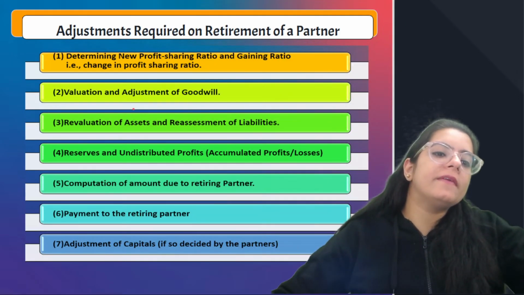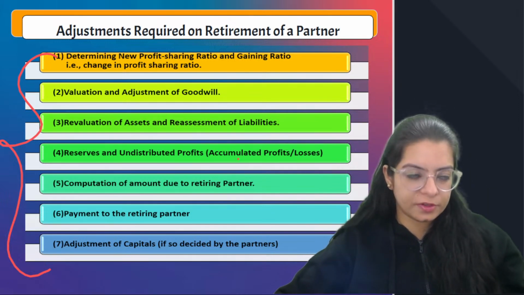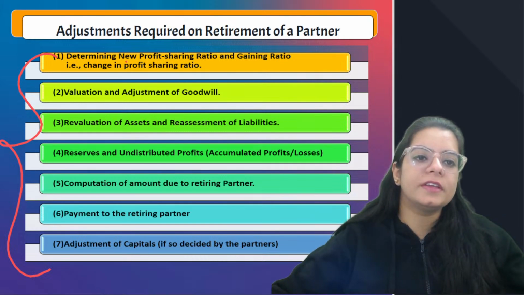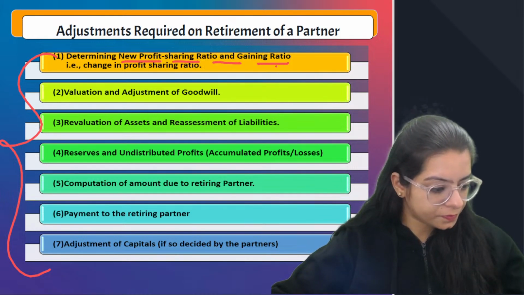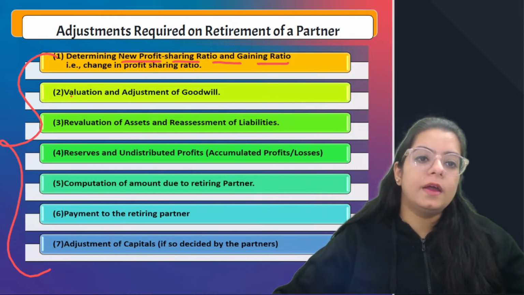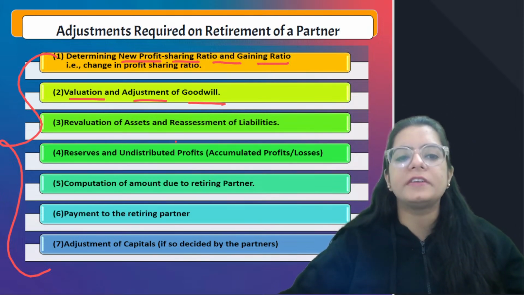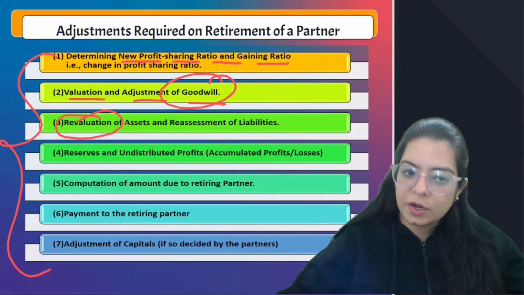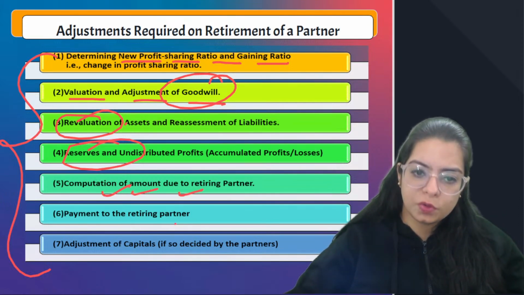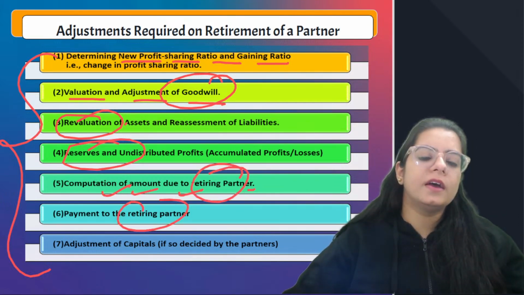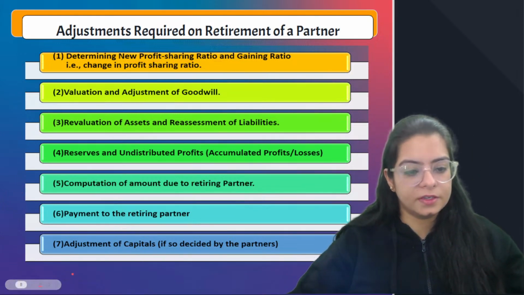What topics do we have in this chapter? We have almost similar topics to your previous chapters, admission and change in PSR. First, we need to calculate the new PSR and gaining ratio, and the valuation of goodwill. Of course, if a partner is retiring, what happens to goodwill? Revaluation account creation, what happens to reserves and profits, and if there is any amount due to the retiring partner, how to compute it, payment to the retiring partner, and then adjustment of capital. All these topics come under the chapter.